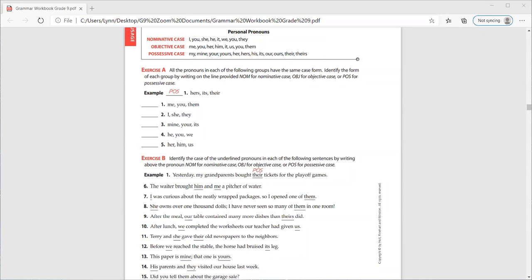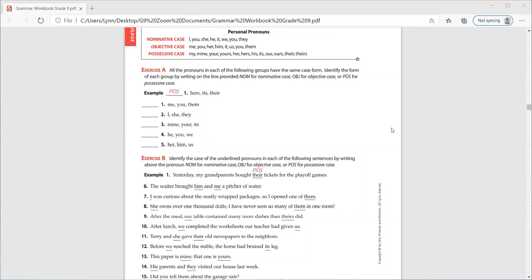Number 7. I will be nominative and them will be objective. Correct. Number 8. She will be nominative and them will be objective. Correct. Number 9. Our will be possessive and theirs will be possessive. Correct. Number 10. We will be nominative and us will be objective. Correct.